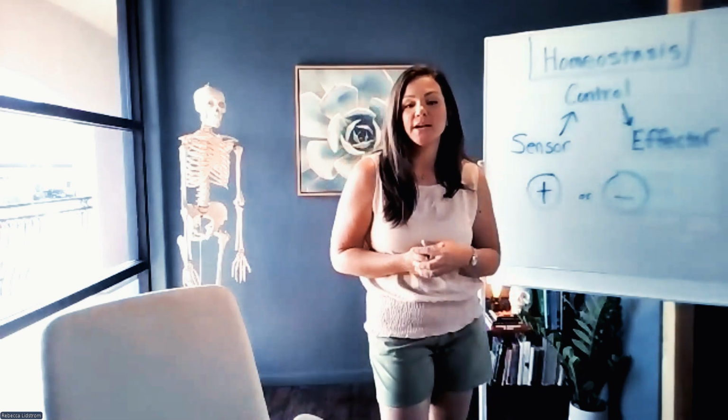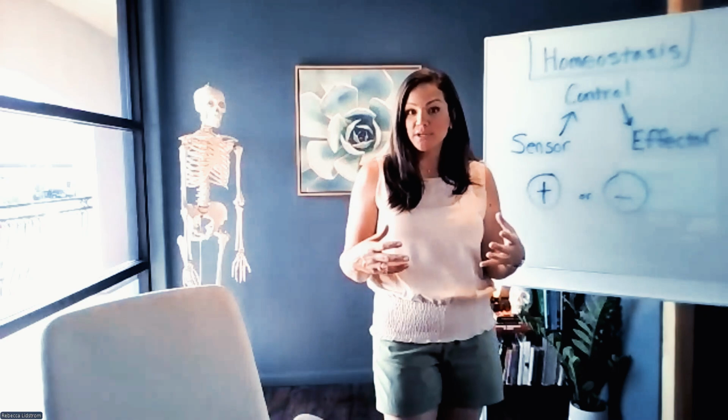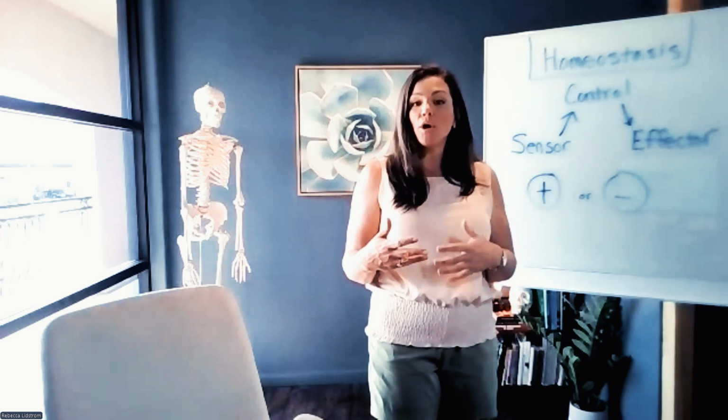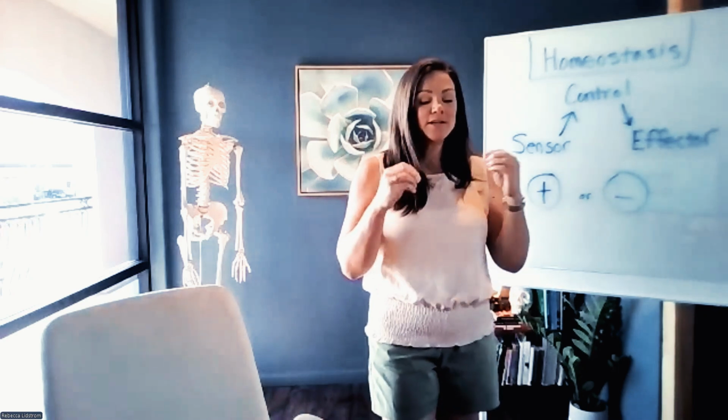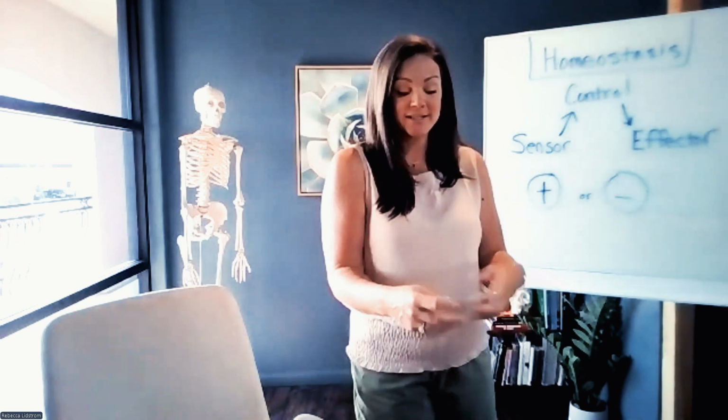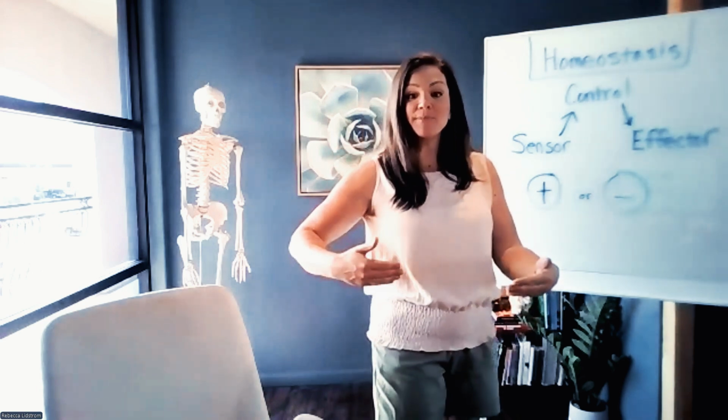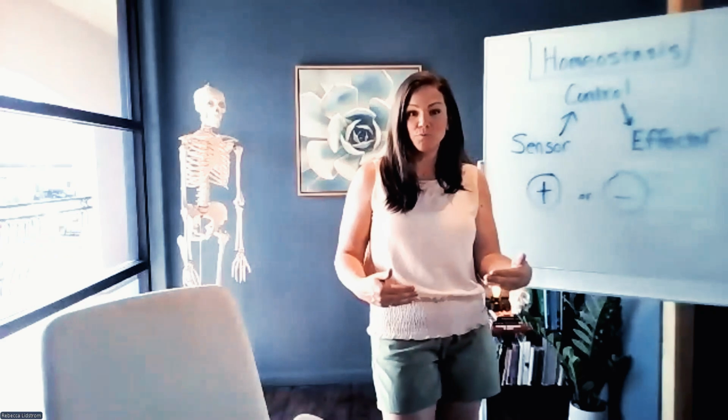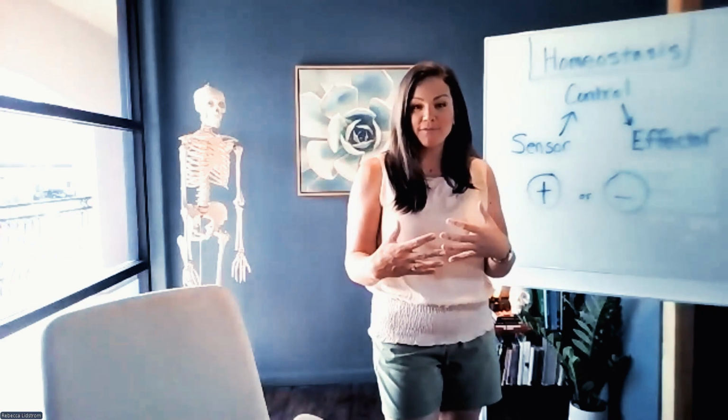Another example that we have inside of our body is going to be oxytocin. Oxytocin is going to be a hormone that is released, and when it is released, we cause labor contractions. Labor contractions then stimulates more oxytocin to be released. So that's a positive feedback.